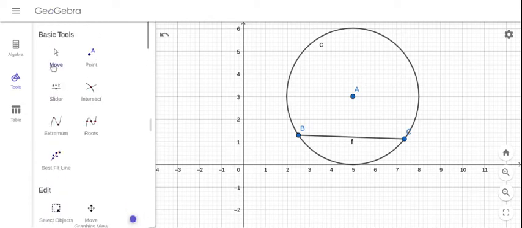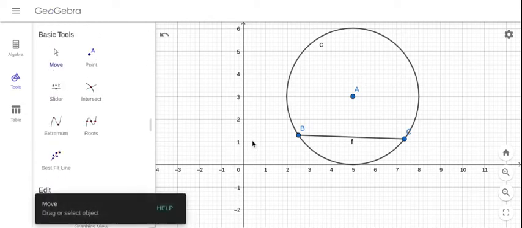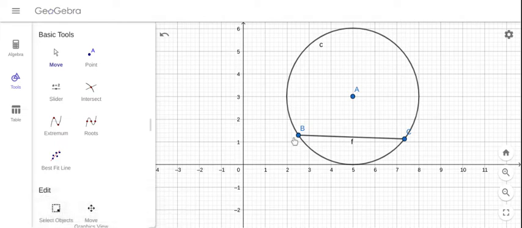And a chord basically divides a circle into two arcs. One is the minor arc, which is the smaller portion of the circumference, and another one is the major arc, which is the larger chunk of the circumference, right? Now these chords can be anywhere. So if I move this point around, this is also a chord, this is also a chord, all these are chords.